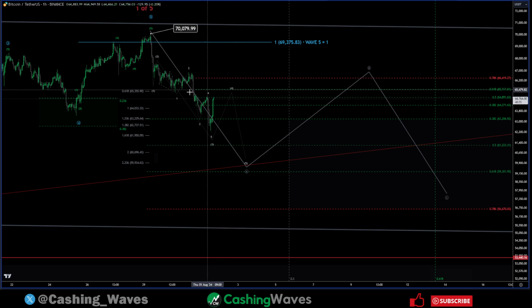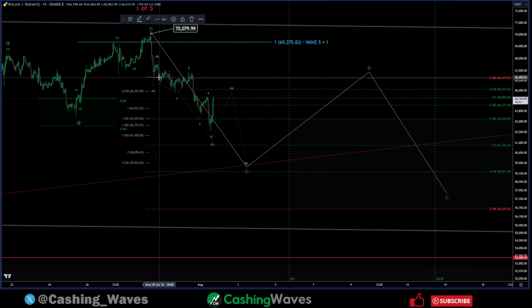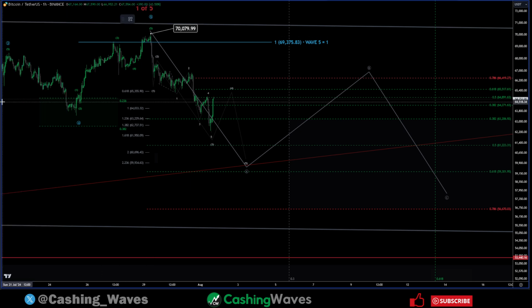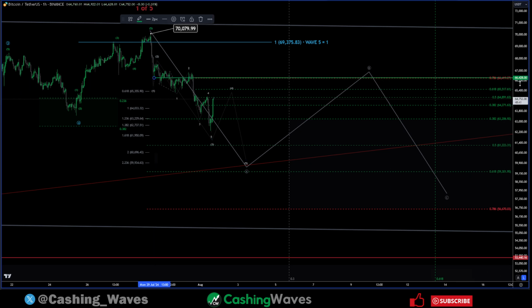4th wave's invalidated past this wave 1. We cannot overlap wave 4 with wave 1, is our hard rule, which is at 66,428. If this wave overlaps, this count is not valid anymore. Say we make a 4-5, we move up, not valid anymore.